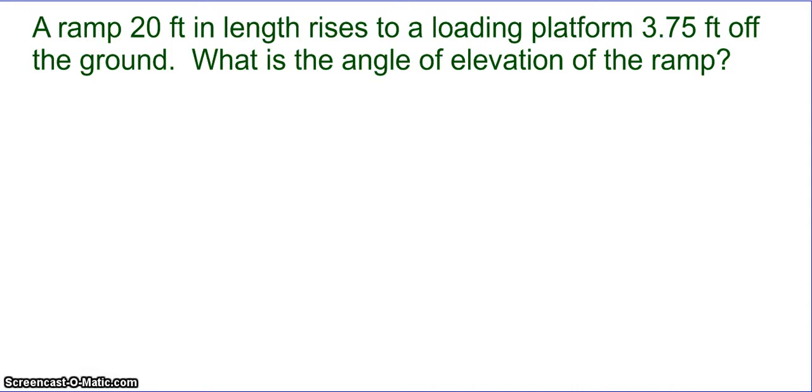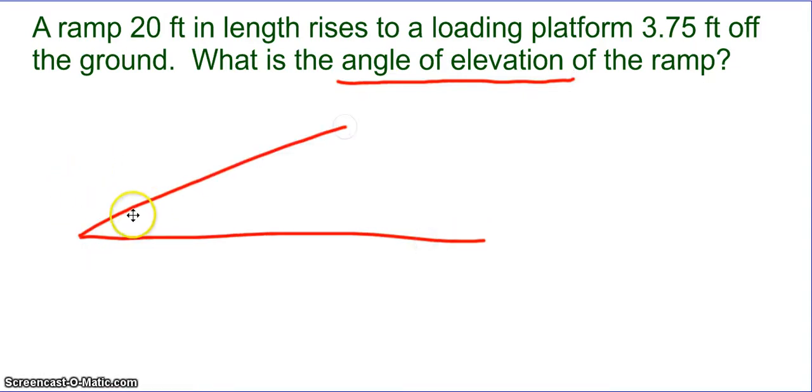A ramp 20 feet in length rises to a loading platform 3.75 feet off the ground. What is the angle of elevation of the ramp? So, we need to make sure we understand, well, what does it mean? What are we saying when we say angle of elevation? Well, angle of elevation is always an angle looking up from the horizon. So, an angle of elevation would be this angle. So if this bottom line here is the horizon and I'm looking up, this is the angle of elevation as opposed to an angle of depression.